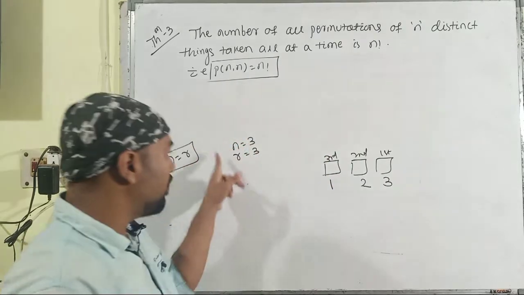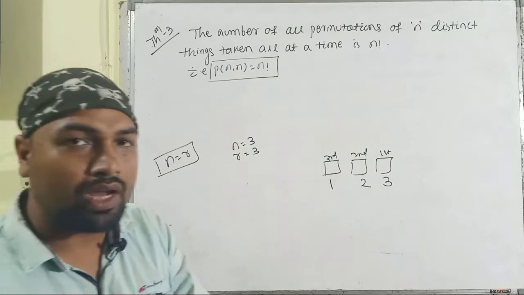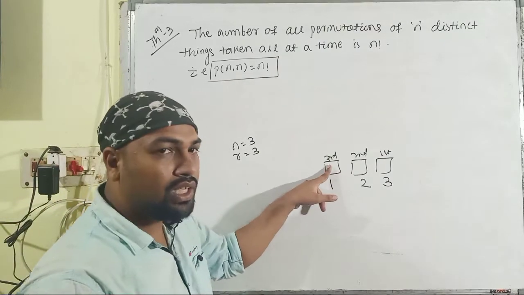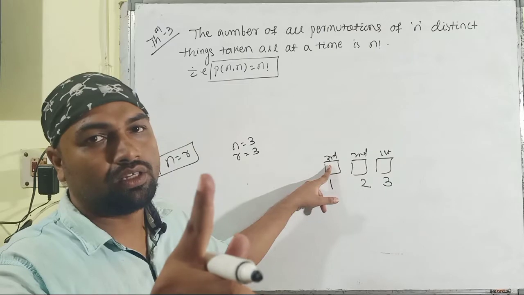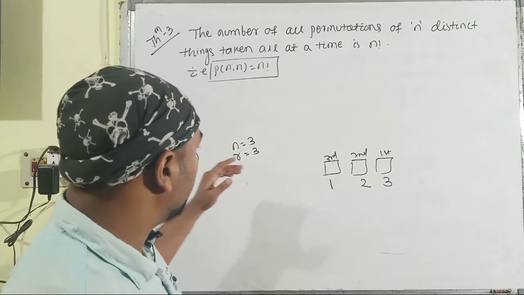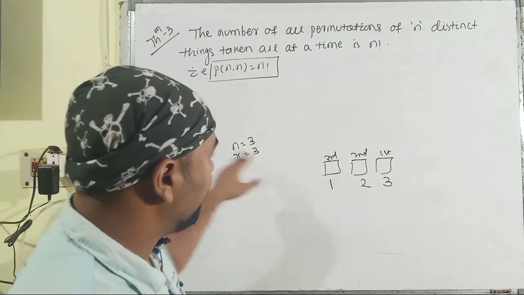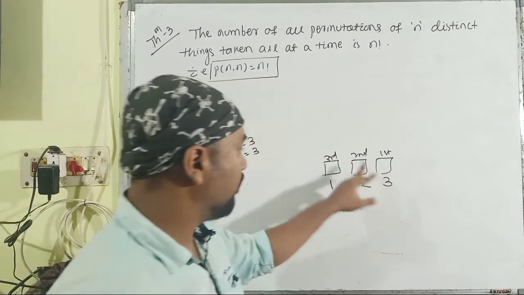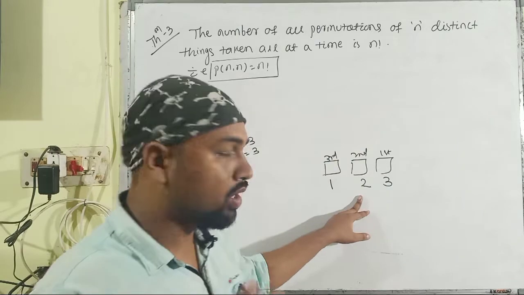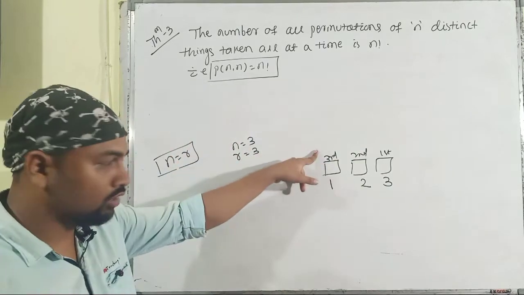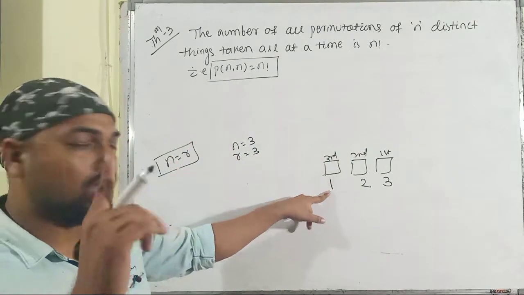So in this type of problem where n is equal to r, for the last place there will be a single element. That means if n is equal to r, then the first place can be filled up by 3 number of ways, the second place can be filled up by 2 number of ways, and the last place, or you can say the third place, can be filled up by 1 number of ways.